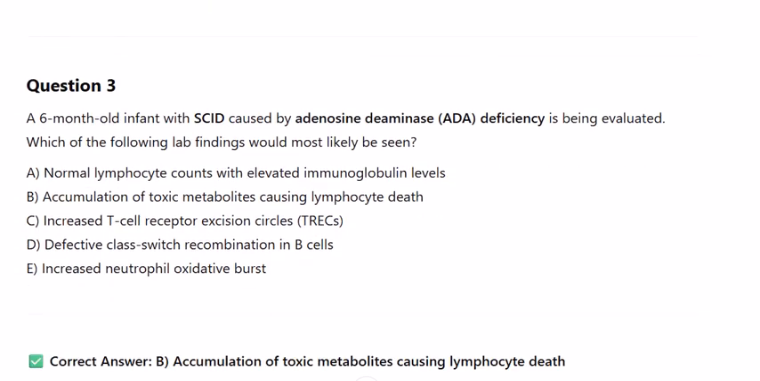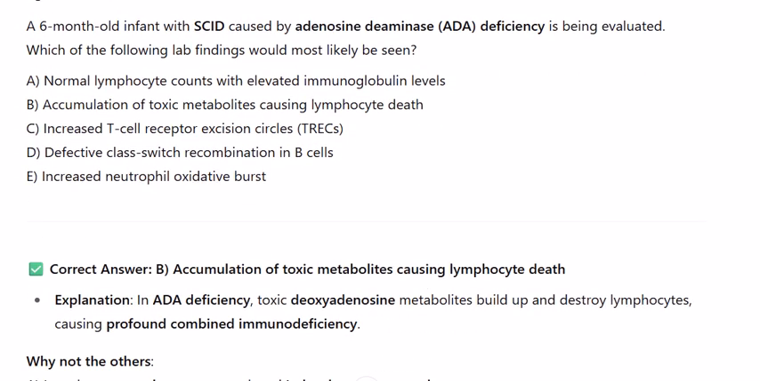Question 3. A 6-month-old infant with CID caused by adenosine deaminase, ADA deficiency, is being evaluated. Which of the following lab findings would most likely be seen?